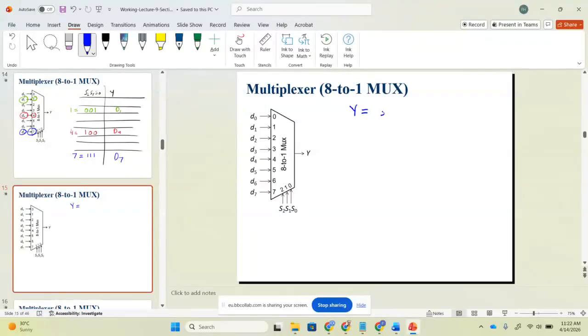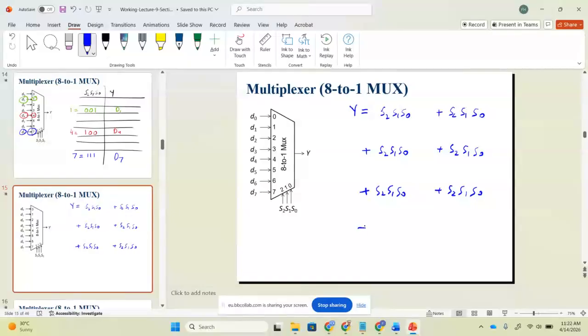So I can write Y equals S2 S1 S0, plus S2 S1 S0, plus S2 S1 S0, plus S2 S1 S0, because there are 8 combinations, so we need to fill all the combinations, plus S2 S1 S0 plus S2 S1 S0 plus S2 S1 S0 plus S2 S1 S0. Got it? So now how can we do it?